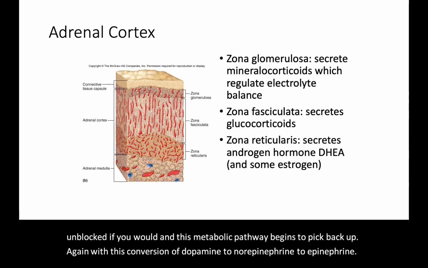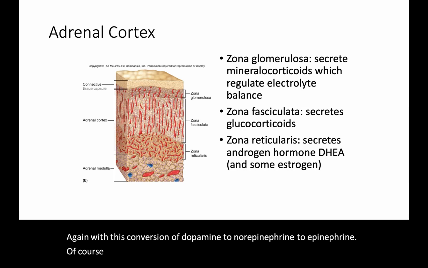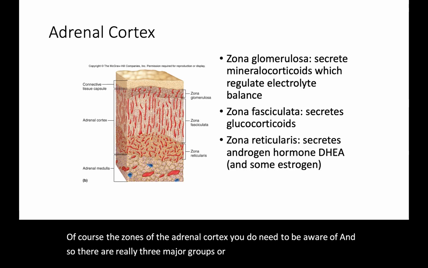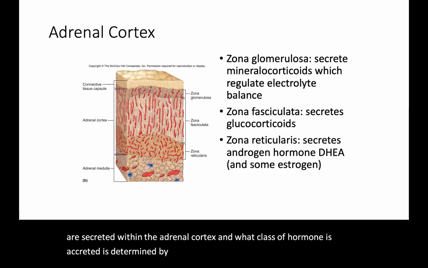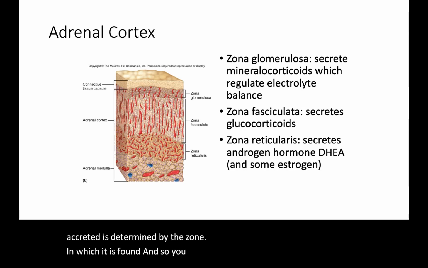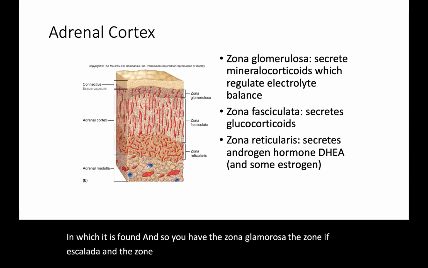Of course, the zones of the adrenal cortex you do need to be aware of. There are really three major groups or classifications of hormones that are secreted within the adrenal cortex. And what class of hormone is secreted is determined by the zone in which it is found. And so you have the zona glomerulosa, the zona fasciculata, and the zona reticularis.